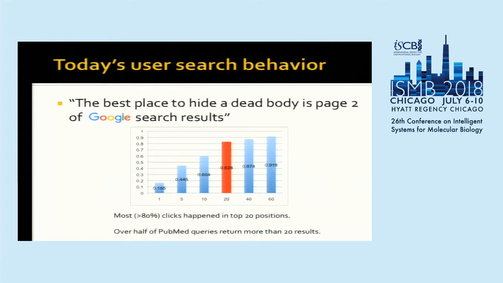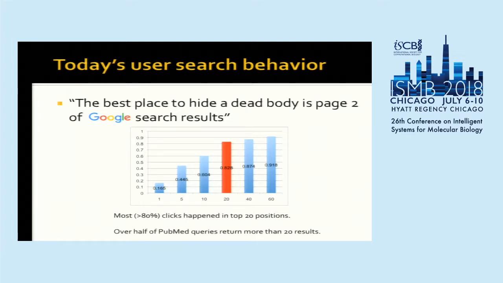They only look at the results, click the results in the top 20 returned. Top 20 is a magic number because PubMed returns 20 results by default. Essentially, it says 80% of the stuff that people look at in PubMed happens on the first page.